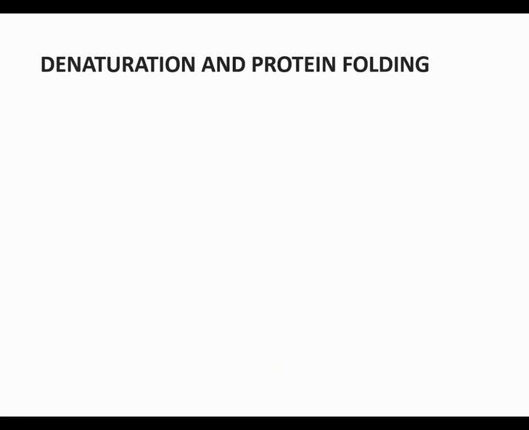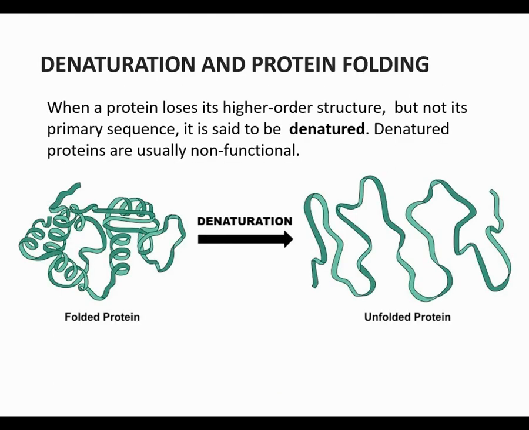Now, usually when you talk about protein structures, it is important for them to retain their shape. Okay, so when a protein loses its higher order structure, but not its sequence of amino acids, it's considered to be denatured. Now, once the protein has been denatured, it loses its functionality.